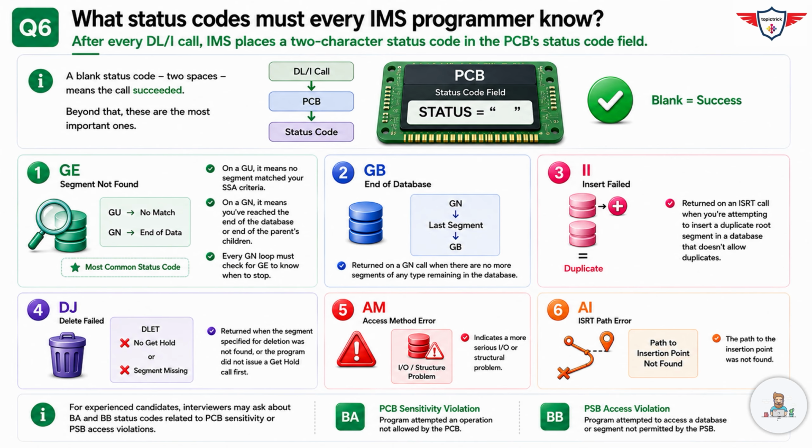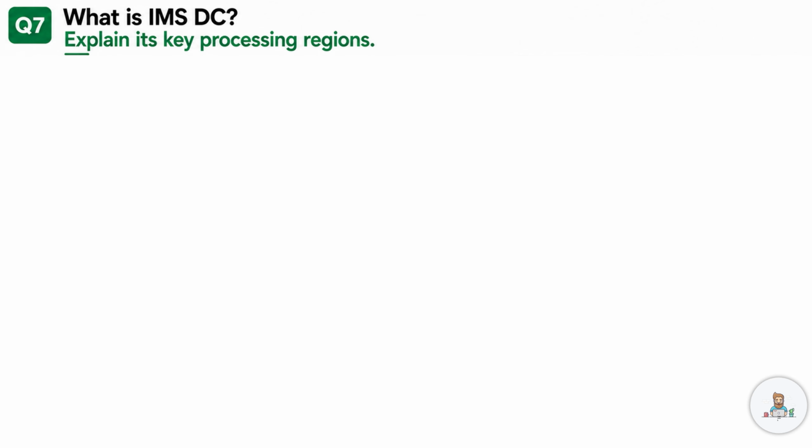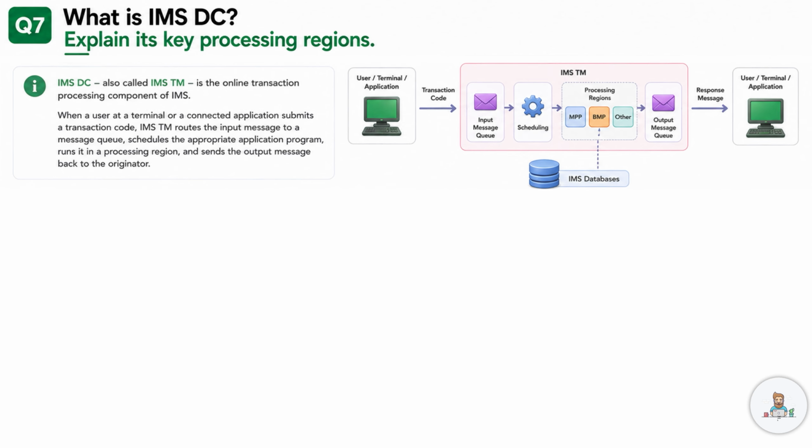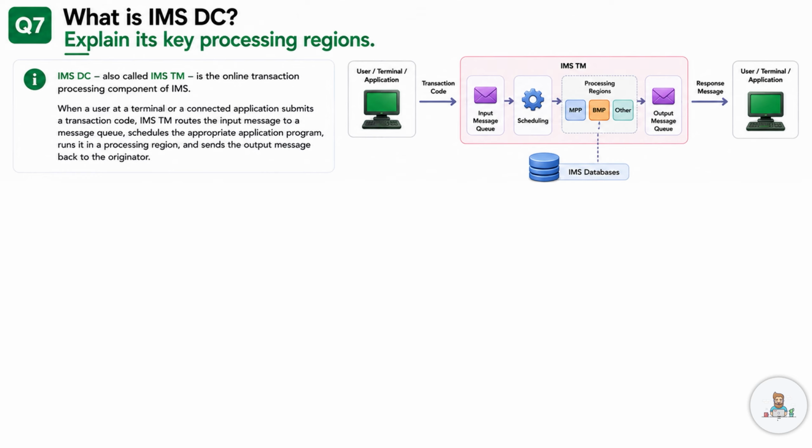Now let's move on to our next section, that is IMS DC and transaction processing. So the very first question is, what is IMS DC? And you need to explain its key processing regions. IMS DC, also known as IMS TM, is an online transaction processing component of IMS. When a user at a terminal or a connected application submits a transaction code, then the IMS Transaction Manager routes the input message to a message queue, schedules the appropriate application program, runs it in a processing region, and then sends the message back to the originator.